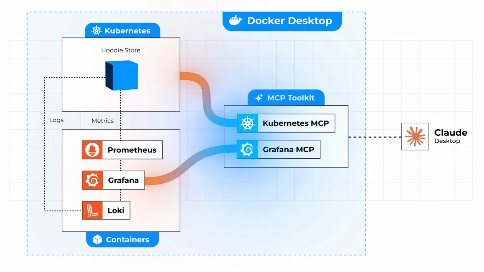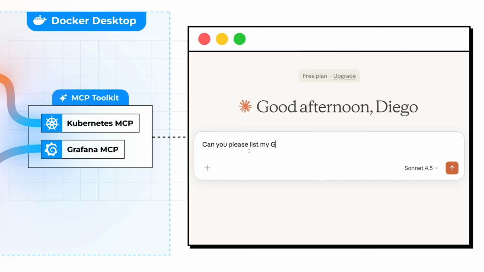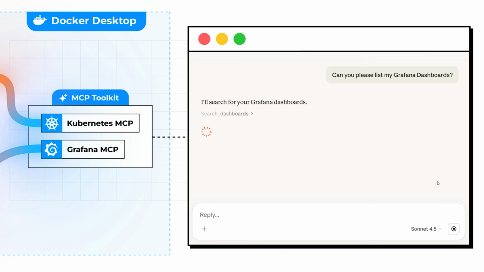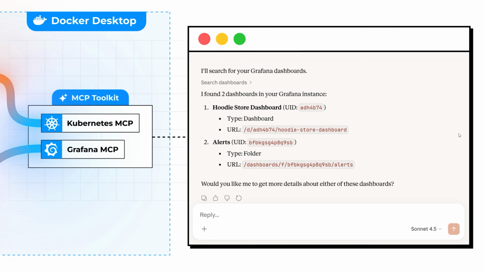So now we have our 2 MCP servers up and running. And if everything is well set up, we can now do a small test on Claude and tell, can you please list my Grafana dashboards? Now he is basically asking permission to perform this action. He's saying, I found 2 Grafana dashboards in your Grafana instance, my hoodie store dashboard that is indeed the one I built, and alerts, that is a folder containing the alerts of this dashboard.